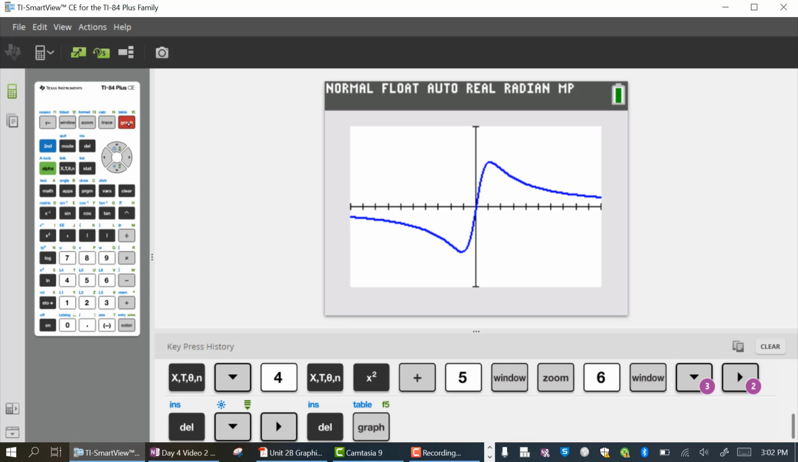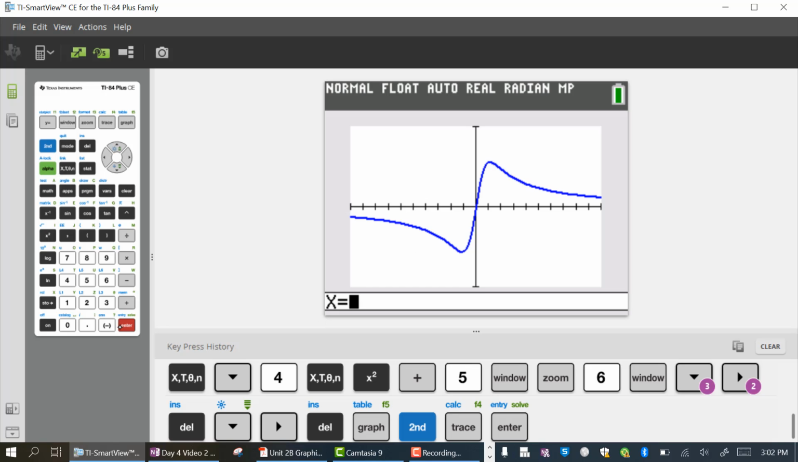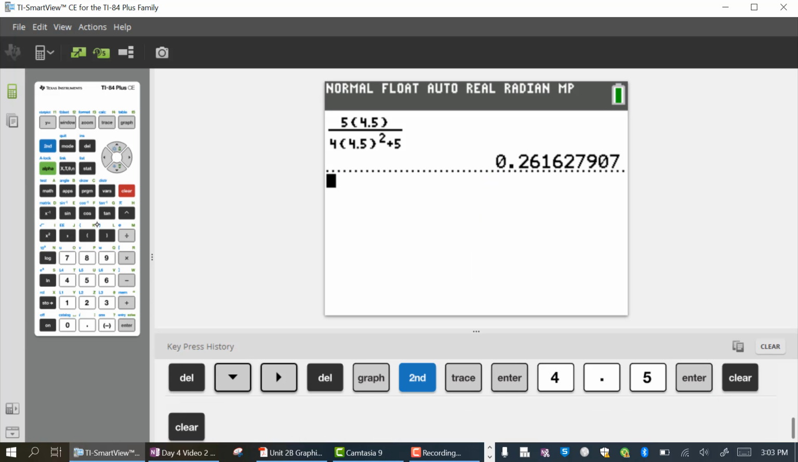All right, so then to find out at 4.5, you would go to second trace, go to value, which is option 1. It's going to ask you what you want your x value to equal. I want it to equal 4.5. And it would tell me that it's 45 over 172, which I would need to put in my calculator.